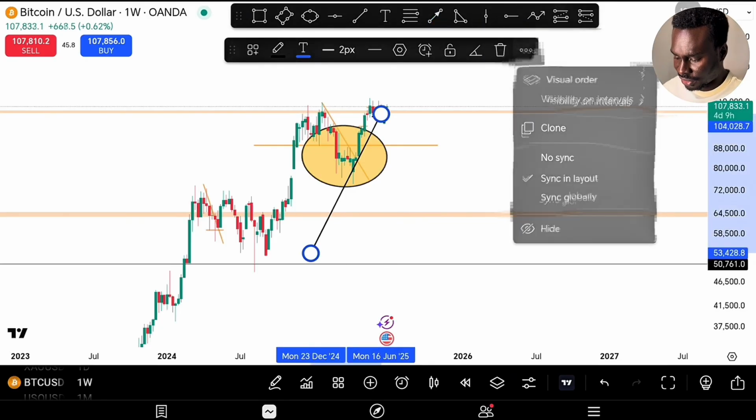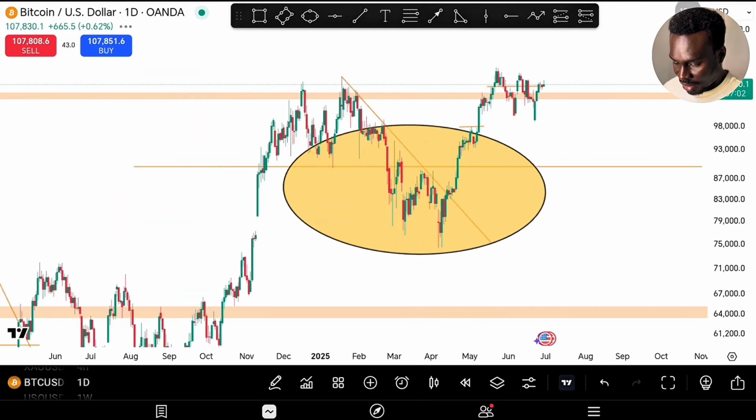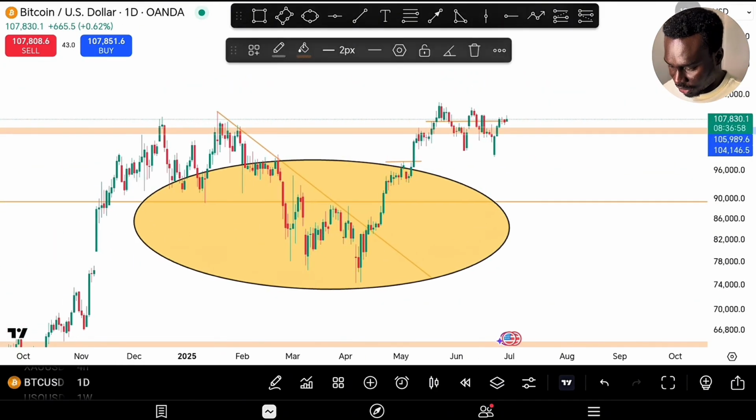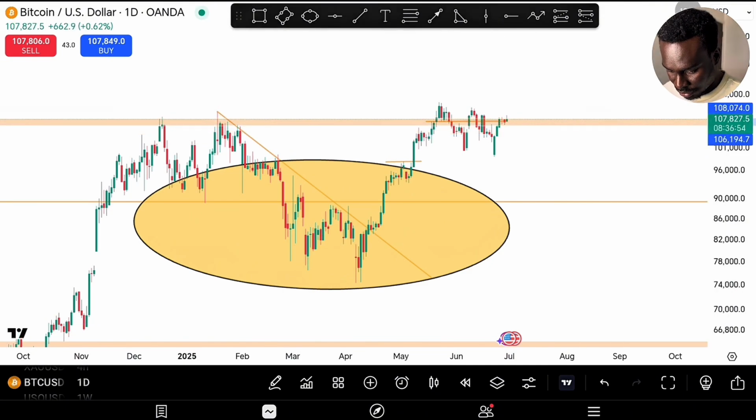Okay, let's just go over to daily to see whether we've actually broken it, because I can see a lot of reactions are happening around there. Okay, so this is what it looks like on this. I'll just adjust it like so to understand what's exactly happening.